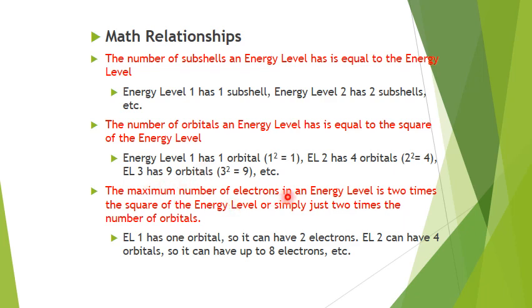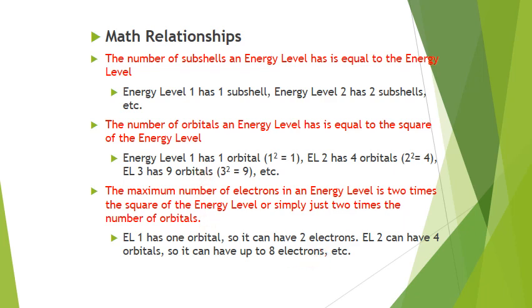Right, the maximum number of electrons in an energy level is 2 times that number. So energy level 1 can have 2 times the amount of orbitals, so it has 2 times 1. Energy level 2, since you can put 2 electrons in each orbital, can have a total of 8 electrons. Energy level 3, since it can have 9 orbitals, can have 18 electrons.